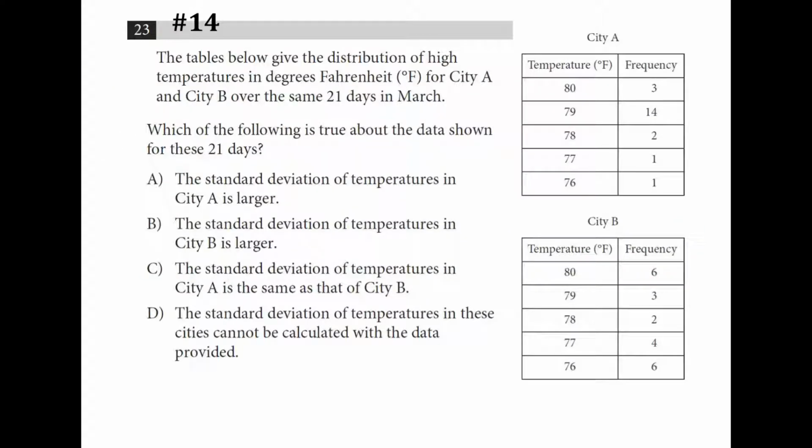23. The tables below give the distribution of high temperatures in degrees Fahrenheit for City A and City B over the same 21 days in March. Which of the following is true about the data shown for these 21 days? So let's walk through them one at a time.